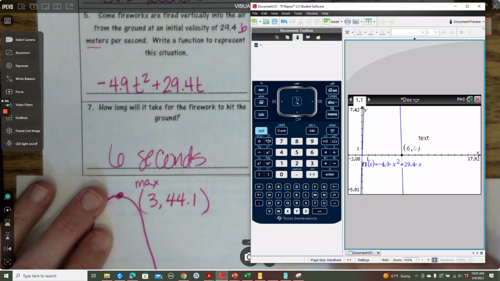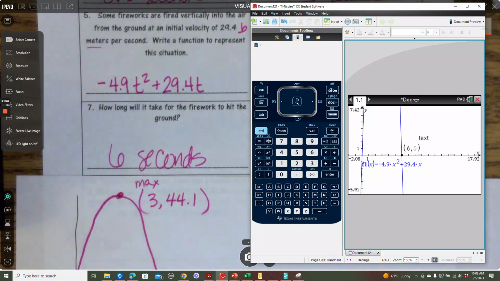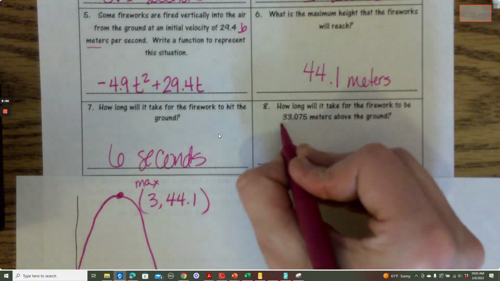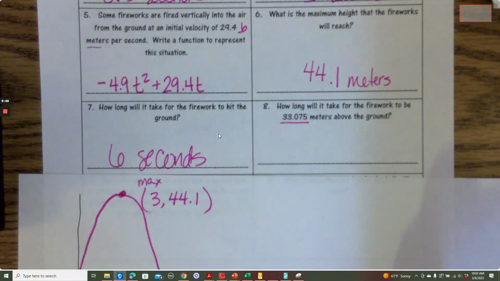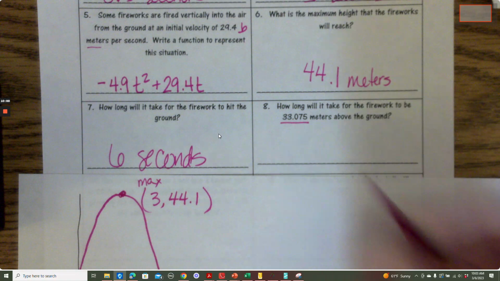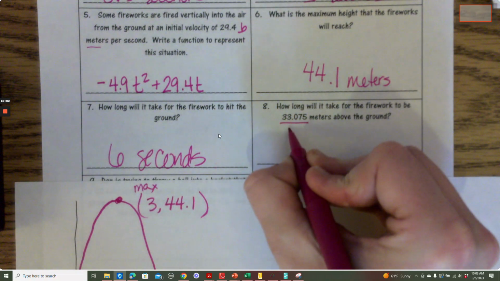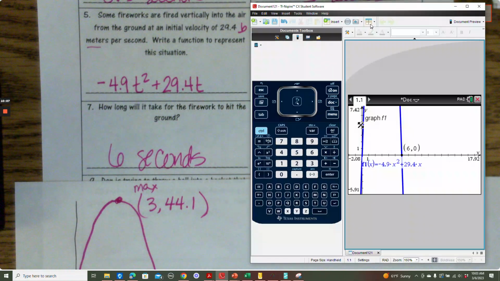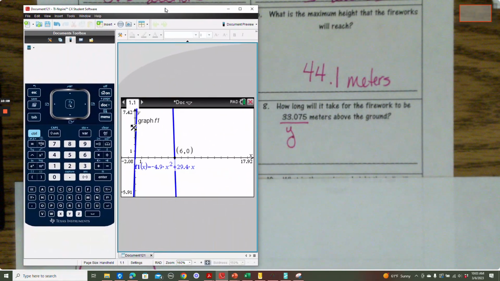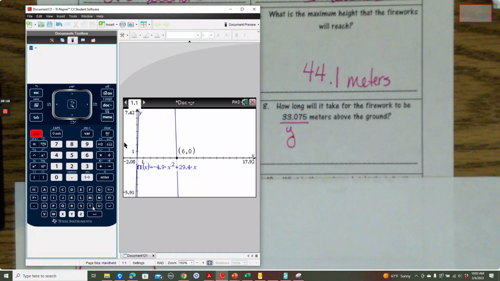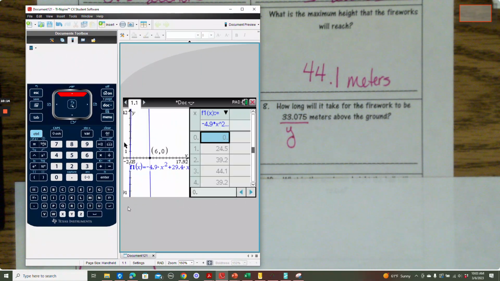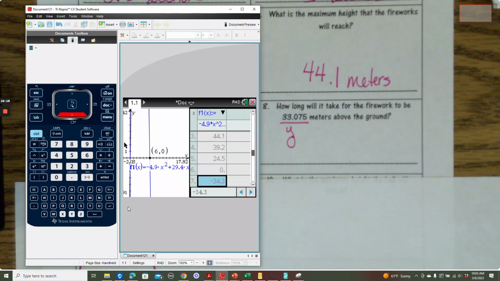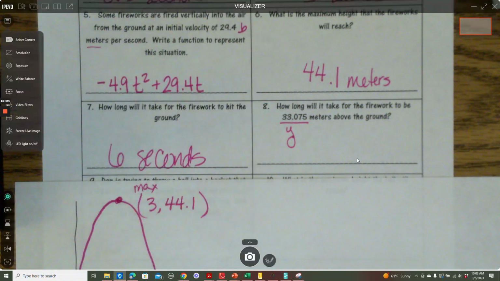And then how long will it take for the firework to be 33.075 meters above the ground? So height is a y value. With questions like this, what you can do in your calculator is pull up the table. Okay, so here's where we're starting. And we can look for the 33.075, and it's not on there. So I can't take the easy way out on this one.